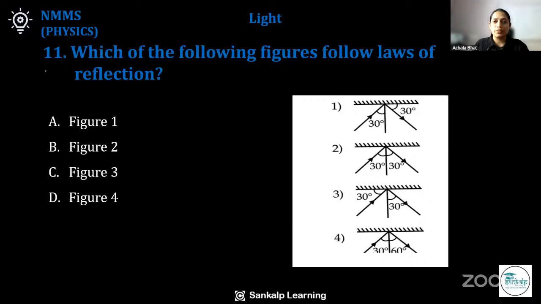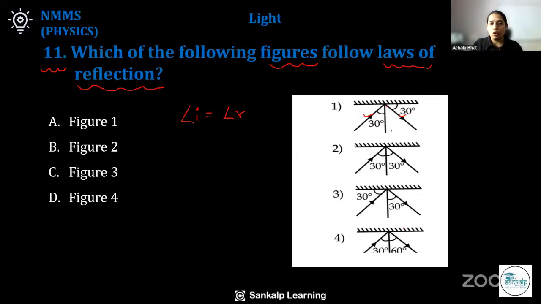Let us see question number 11 of NMMS Physics chapter Light. Which of the following figures follow laws of reflection? We know that there are two laws of reflection. One law: angle of incidence equal to angle of reflection. Another: incident ray, reflected ray, and the normal all lie in the same plane. This is the second law.